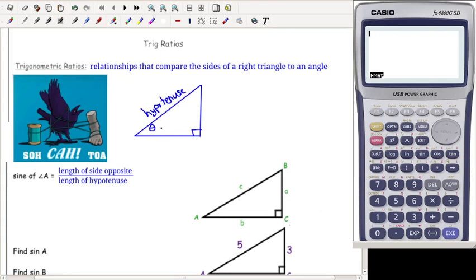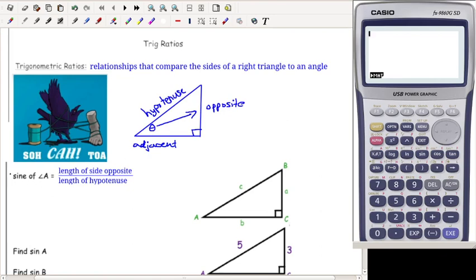And then from that angle, we have the opposite side, which goes straight out from that angle, doesn't actually touch that angle, isn't part of that angle. And the other side that is part of that angle is the adjacent side. So from that, we can make ratios of right triangles, and we give them different names.